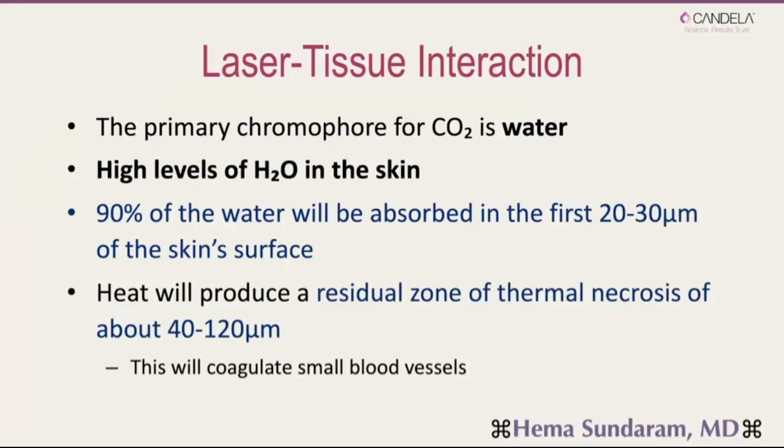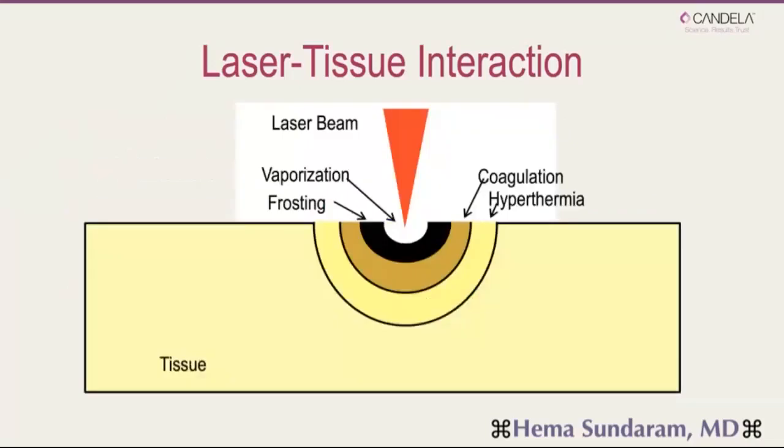Another important principle is thermocoagulation. When we target water within the skin, at every area we are targeting, there will be a zone of thermal necrosis around it of 40 to 120 microns. This is very useful with the CO2 laser to coagulate small blood vessels. It also ensures that there is a field of effect for the laser resurfacing, so that we get a very even and homogeneous result across the surface of the tissue.